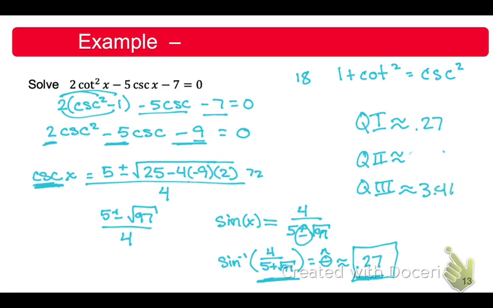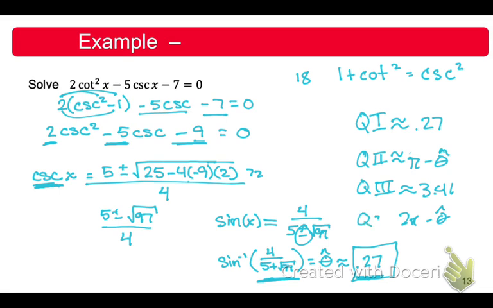Since that's sine, quadrant 1 is positive, 2 is positive, 3 is negative, 4 is negative. It'd be the same as sine. So positive, positive, negative, negative. But the angles aren't negative, so these are the answers. So how do you find quadrant 2 and quadrant 4? This is pi minus your reference angle, and then this is 2 pi minus your reference angle.